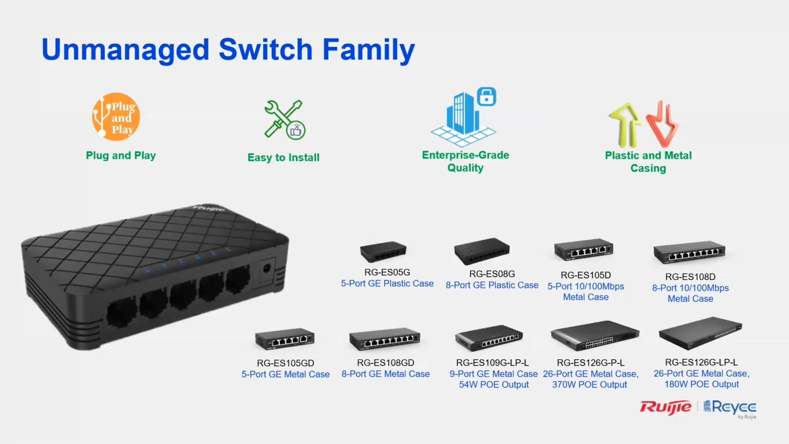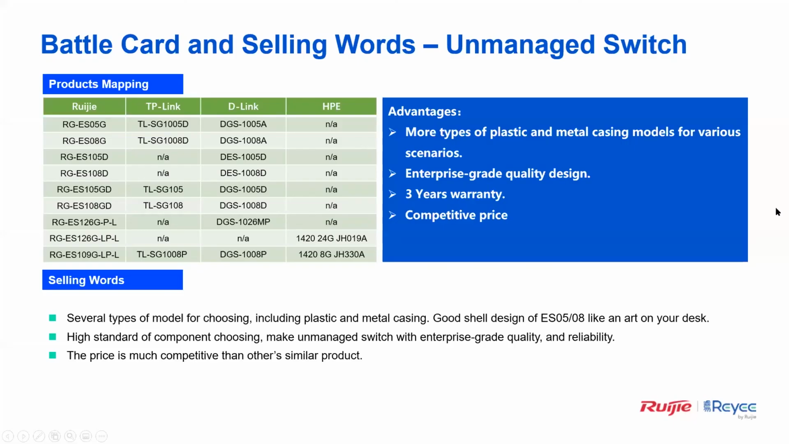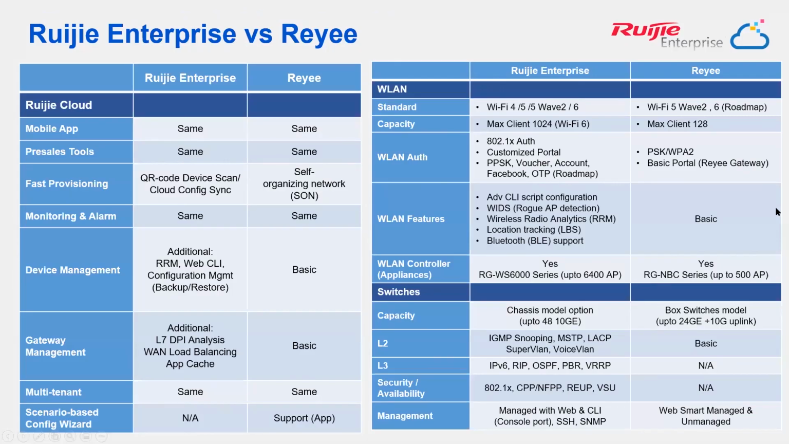And this is the unmanaged switch family. We already have ES100, ES109 9-port PoE, ES126 24-port PoE, and 2126 LP, 24-port low PoE. And now we have more options for you. 5-port gigabit and 5-port 100 megabit, also plastic case and metal case.